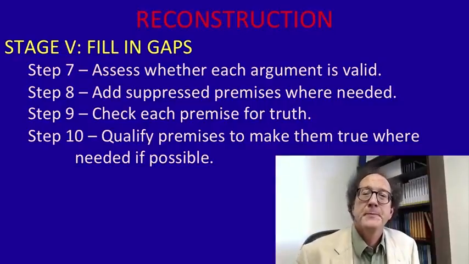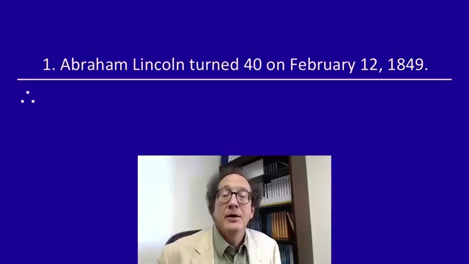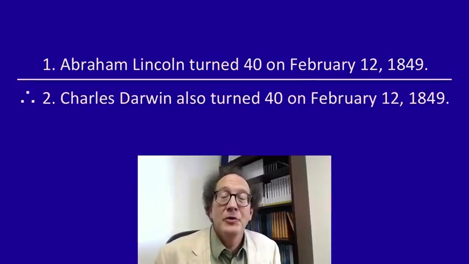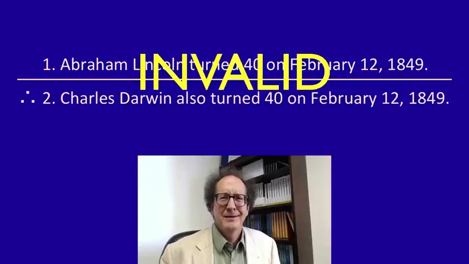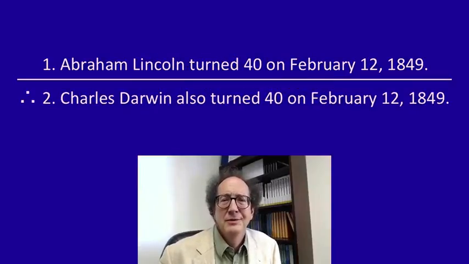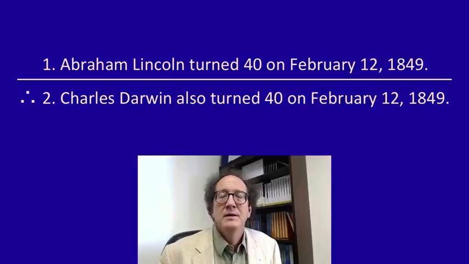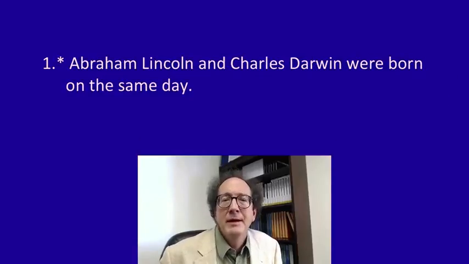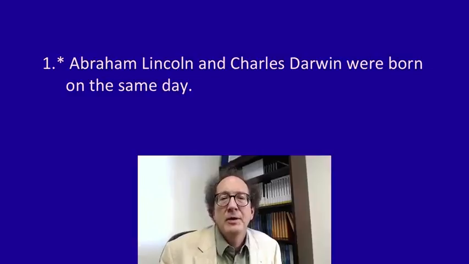Here's one example. Abraham Lincoln turned 40 on February 12, 1849. Therefore, Charles Darwin also turned 40 on February 12, 1849. Now, is that argument valid? No chance. Of course it's possible for the premise to be true and the conclusion false. So we have to add a suppressed premise. The suppressed premise is that Abraham Lincoln and Charles Darwin were born on the same day. And they were. It happened to be February 12, 1809.